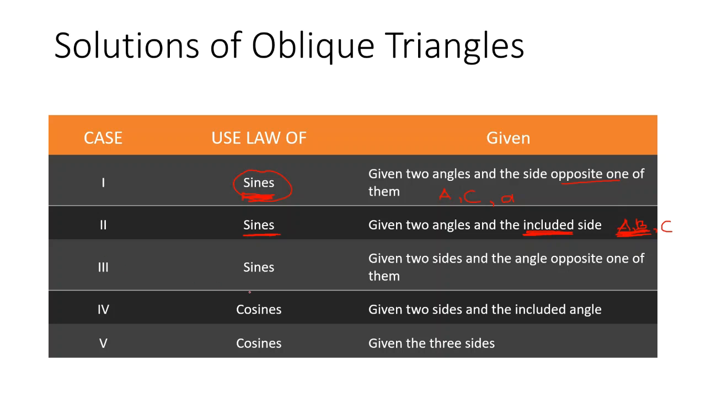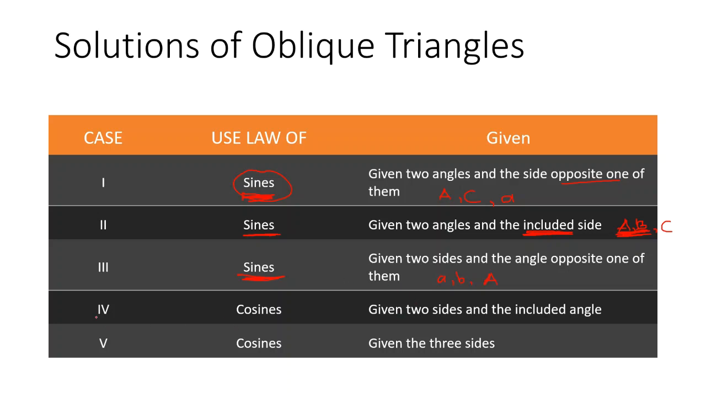Okay? So we also have case 3, which uses the sine law again. The given is two sides and the angle opposite one of them. Let's say our given sides are A and B. The angle opposite one of them is either angle A or angle B. Okay, so that is the determining factor of which law we are going to use. Is it sine or cosine?